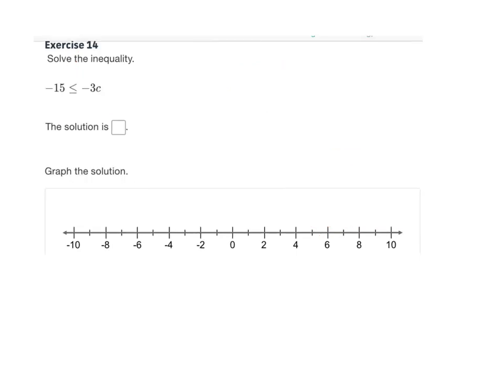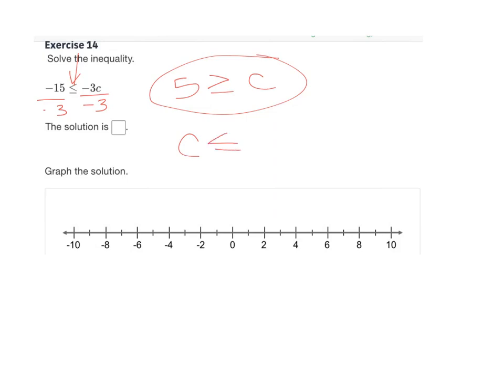Number 14, to get c by itself, I'm going to divide by -3 on both sides. -15 divided by -3 is +5. I have to flip the inequality because we divided by a negative. That's going to be greater than c. Now we're going to flip this whole equation. It's going to be c less than or equal to 5. This is going to be a closed circle at 5. Inequality tells me we're going to the left.